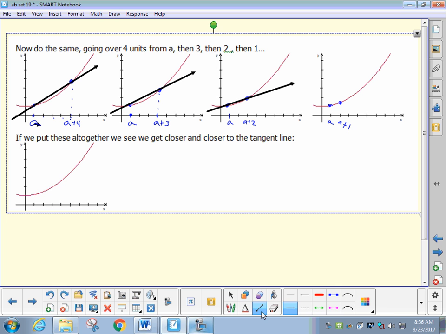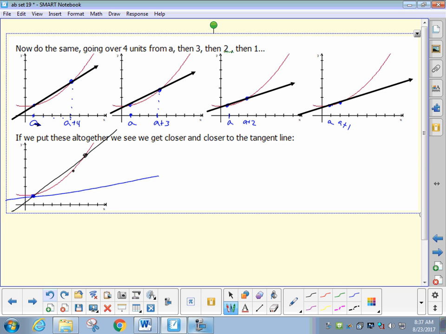So the idea is that as the points get closer and closer together, you can see that the secant line is getting closer and closer to the tangent. If you were to show all those together, here's the tangent line I want to find. The secant lines went something like this, then this, then that, then that. As time goes on, the secant line approaches the tangent line.